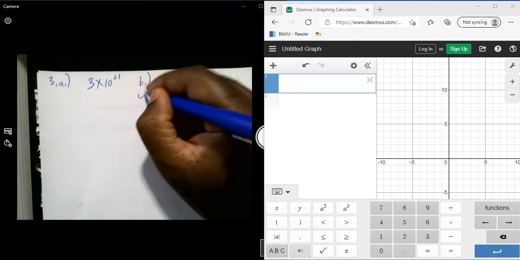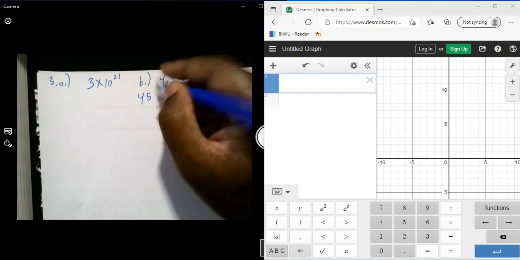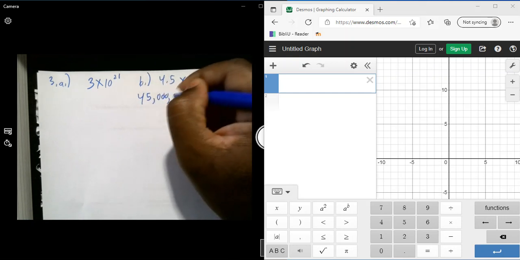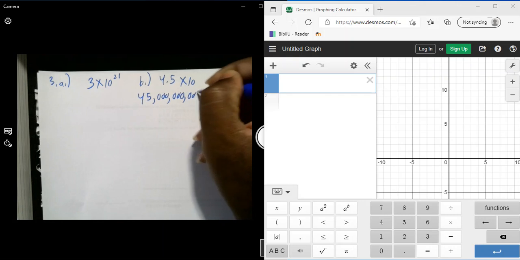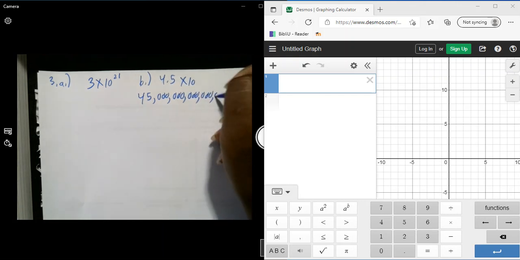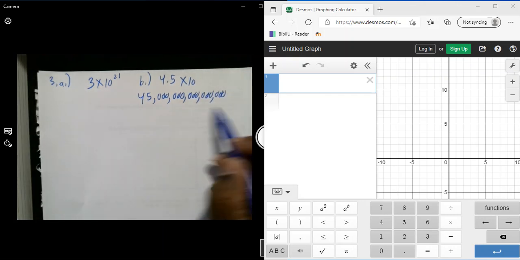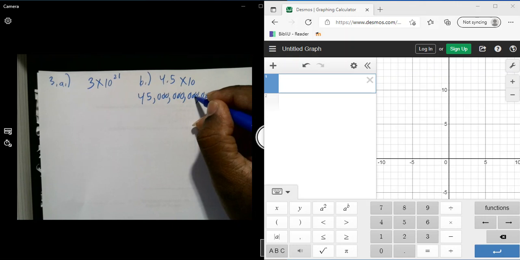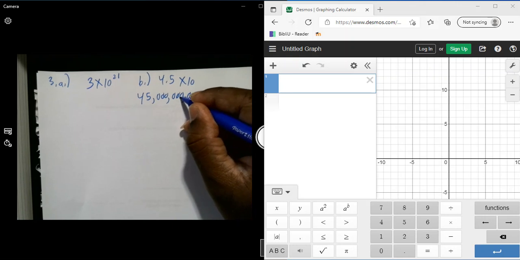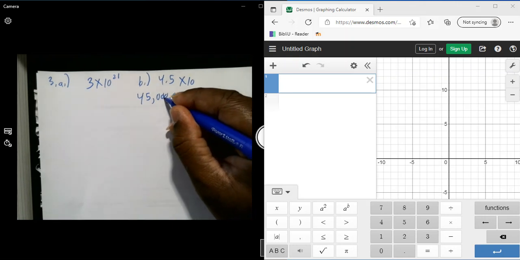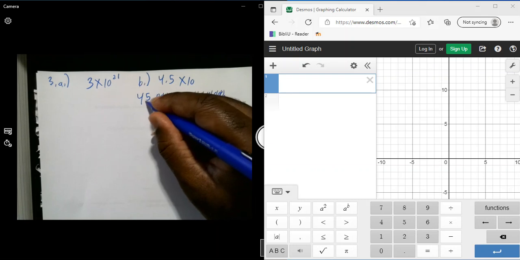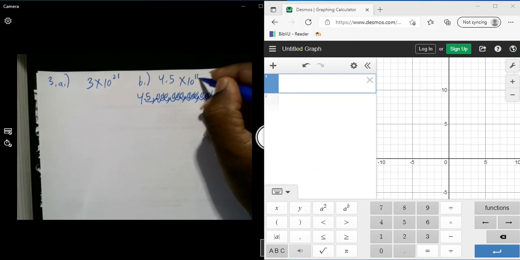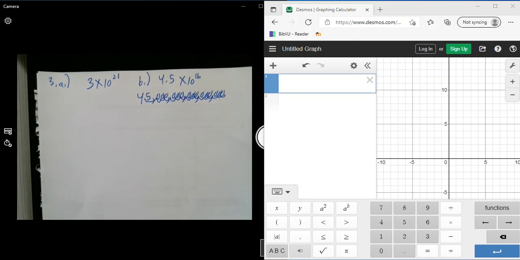So let me just write it out. It was 15 zeros. Okay, so these are all the zeros. We have our decimal here, 1, 2, 3, 4, 5, 6, 7, 8, 9, 10, 11, 12, 13, 14, 15. Then we have to go to the 16th place. So it'd be 4.5 times 10 to the 16th power.